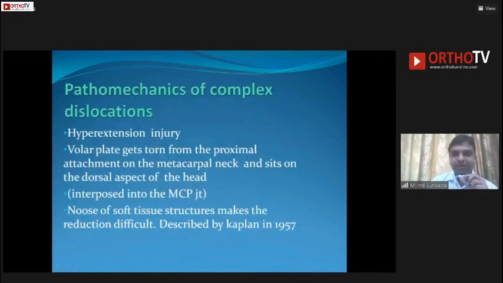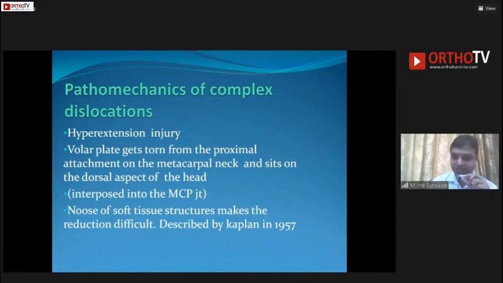So what is the pathomechanics of this complex dislocation, which is very well described by Kaplan in 1957? Usually it starts with a hyperextension injury, which causes tear of the volar plate from its proximal attachment on the metacarpal neck, and then the volar plate sits on the dorsal aspect of the head. So the volar plate is interposed in the MCP joint, and there is this particular noose of soft tissue structures which make the reduction very difficult.